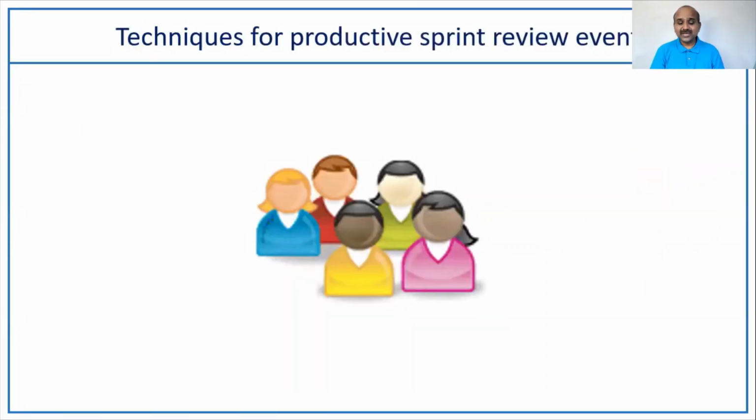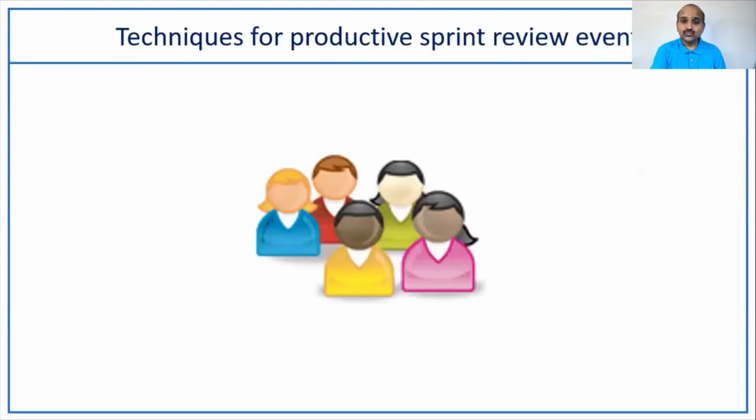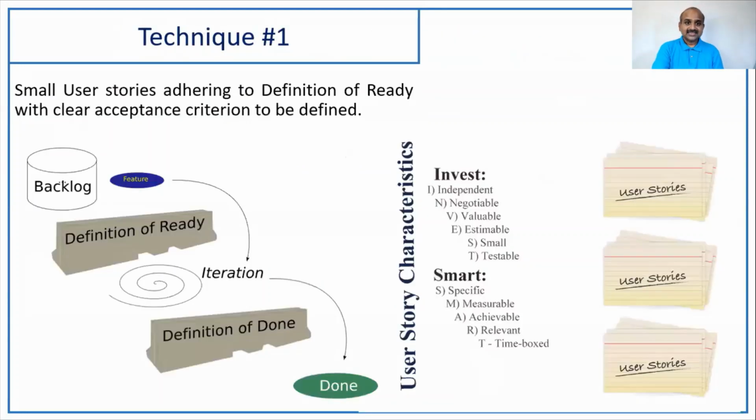Okay, so now friends, we have discussed 9 anti-patterns. Okay, 9 anti-patterns we have discussed, and now we are going to discuss the third leg. That's called techniques to make the sprint review event more productive. The first technique, my friend, is you need to pick up only definition of ready user stories into your sprint.